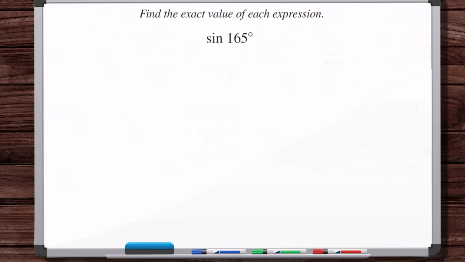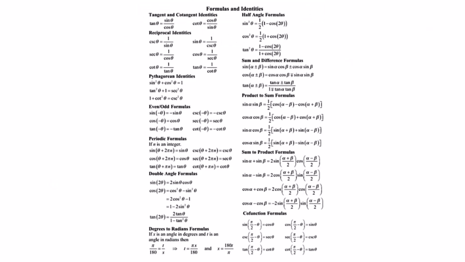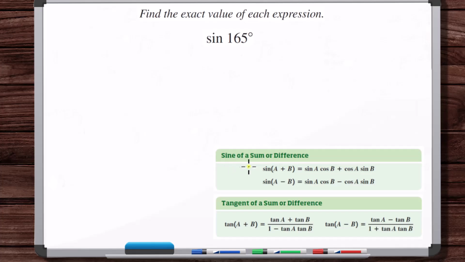In this video, we're going to work example problems where we make use of the sum and difference formulas for sine and tangent, sum and difference identities. If we take a look at the trig identities sheet, here are the sum and difference identities. For these problems, we'll be using primarily the sum and difference formulas for sine and tangent. Okay, so there are the formulas.